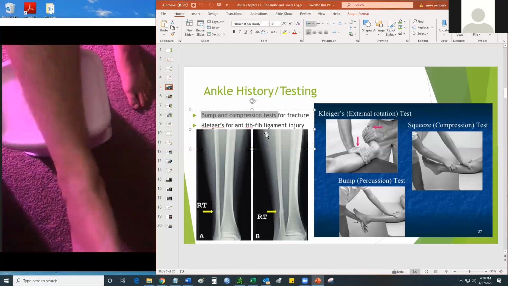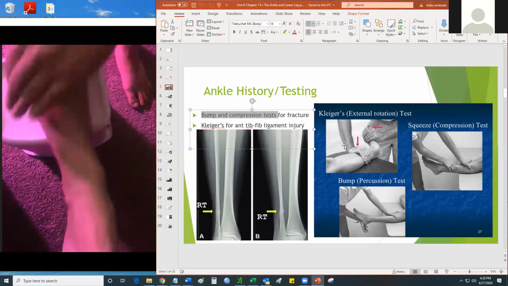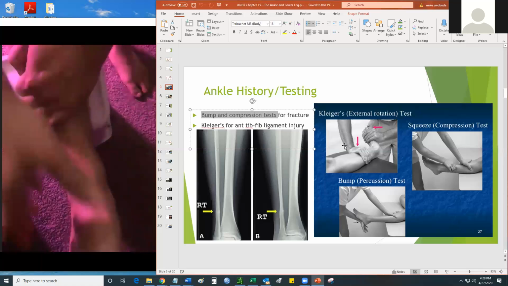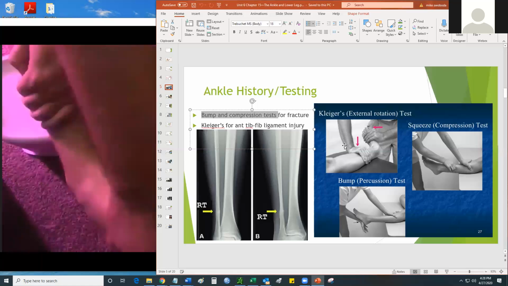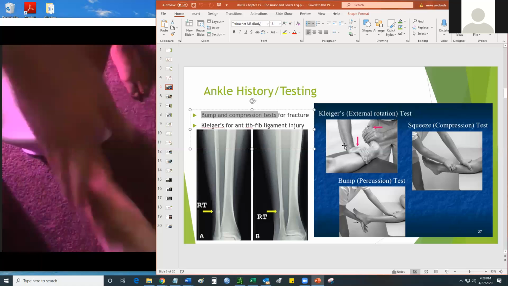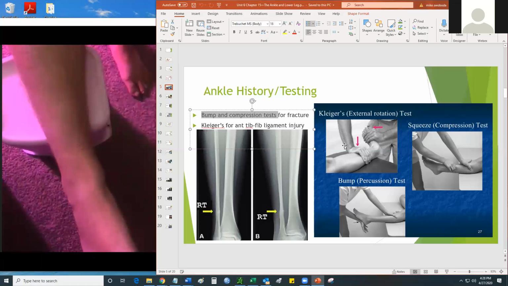And then you would do this external rotation test for any sort of ligament injury. So you would push down on someone's shin here and then take their foot and move it into inversion, eversion. That will tell you, or at least give you an idea if something is injured down there.